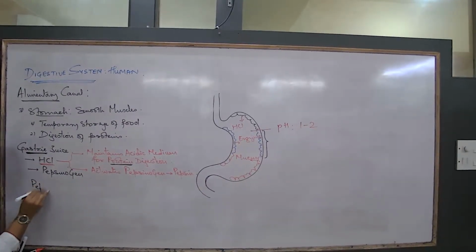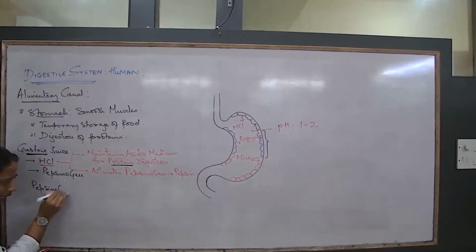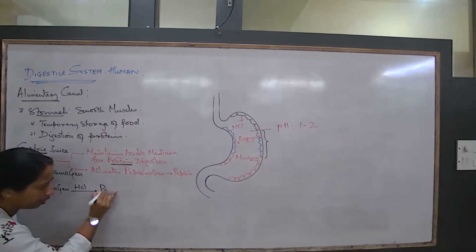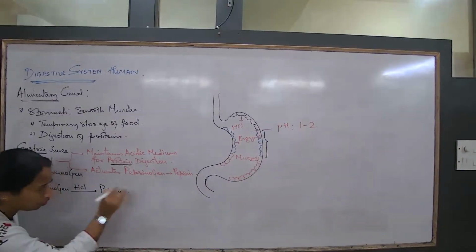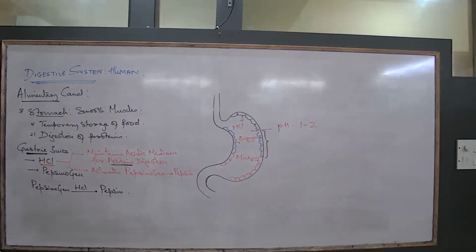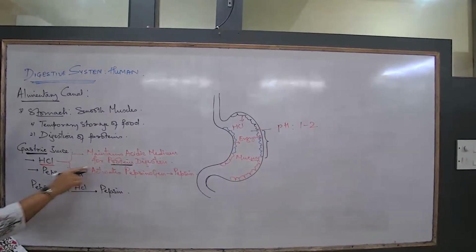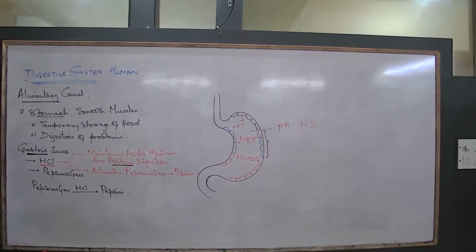hydrochloric acid. So I may talk about an equation something like this, that pepsinogen in contact with hydrochloric acid only will get converted to pepsin, and now this is the active form of the enzyme. This active form of the enzyme now can act on proteins and start the process of breakdown.